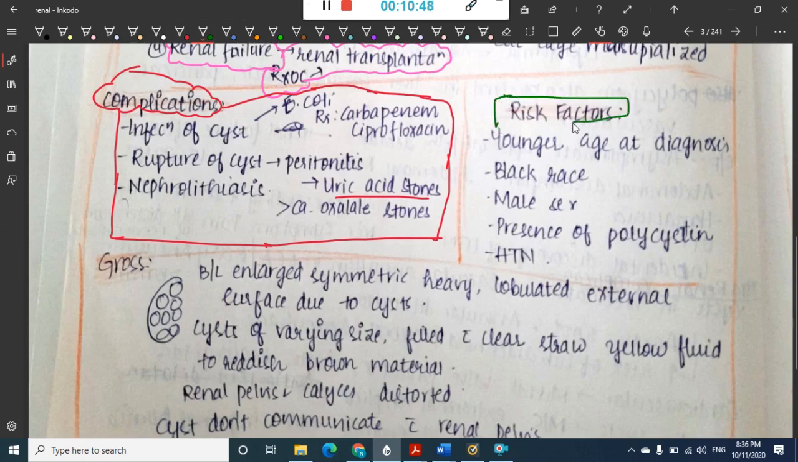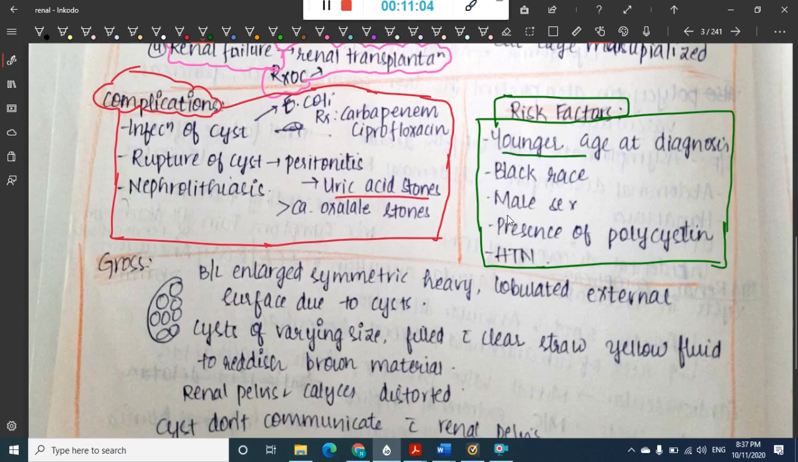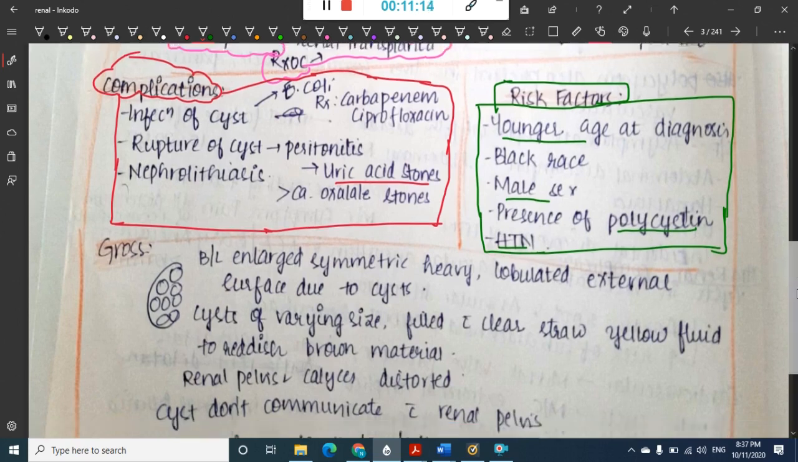We have important risk factors also. So what are the important risk factors of polycystic kidney disease? The risk factors are younger age at diagnosis, male sex, the presence of the polycystin gene mutation, and hypertension obviously. So all these are the risk factors of polycystic kidney disease.